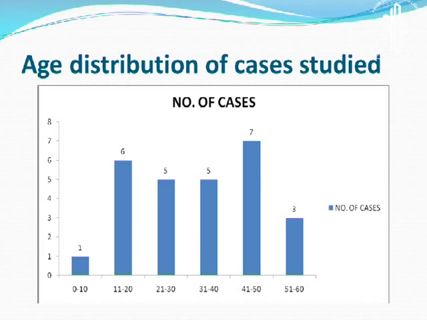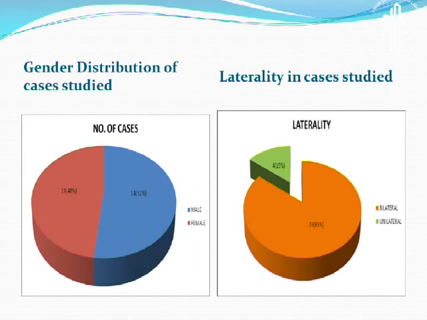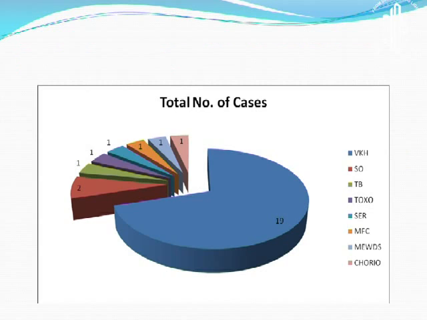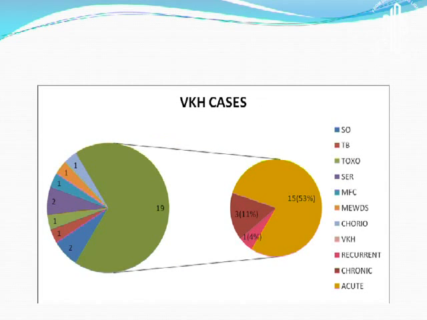We had 50 eyes of 27 patients, and the age distribution ranged from 9 to 27 years. We had 13 males and 14 females, with 23 cases of bilateral disease and 4 cases of unilateral disease. We had 11 cases of posterior uveitis and 16 cases of panuveitis. Out of 27 patients, 19 had Vogt-Koyanagi-Harada disease, 2 sympathetic ophthalmitis, 1 tubercular choroiditis, 1 toxoplasmosis, 1 serpiginous choroiditis, 1 multifocal choroiditis, 1 MEWDS, and 1 chorioretinitis. Out of these 19 cases of VKH, 15 presented acutely, 3 were chronic, and 1 was a recurrent case.